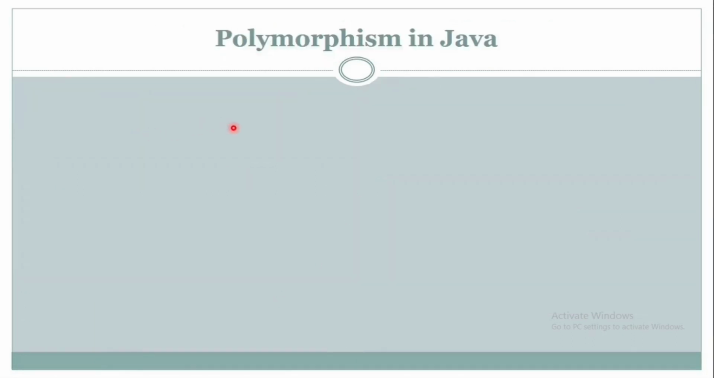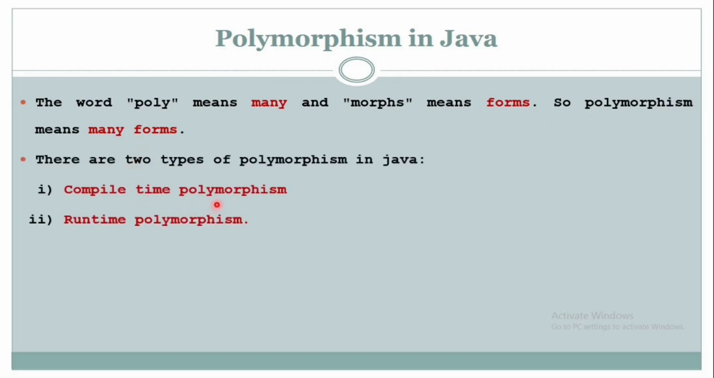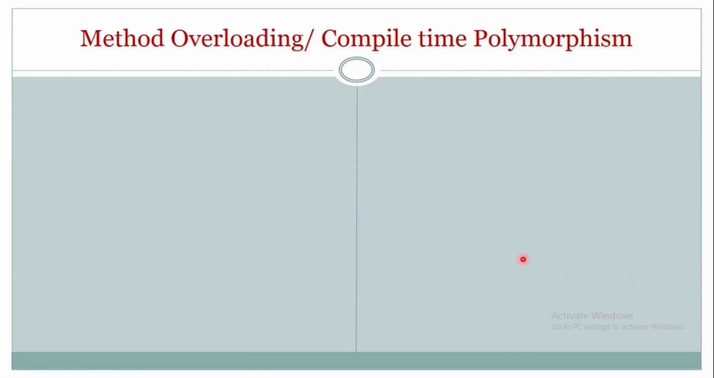Let us understand polymorphism in Java. What do you mean by polymorphism? The word poly means many and morphs means forms. So polymorphism means many forms. There are two types of polymorphism in Java. The first one is compile time polymorphism. Second, runtime polymorphism. Compile time polymorphism can be achieved using method overloading, and runtime polymorphism can be achieved using dynamic method dispatch.